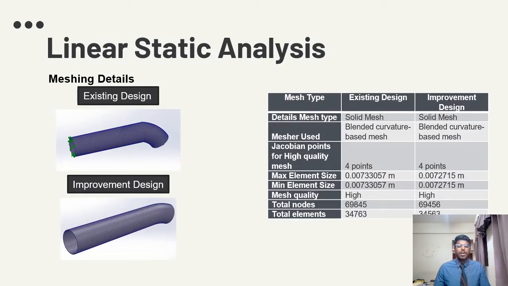After drawing the designs in the SolidWorks, we then use the SolidWorks simulation software in order to mesh the designs, both the designs. So you can see the existing and design improvement design there on your right. The meshing type was actually detail type mesh, and the Jacobian points are high quality mesh, and then the max element size, minimum element size, mesh quality, the total nodes, and also the elements.